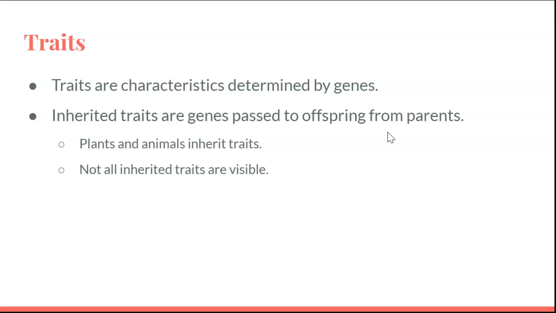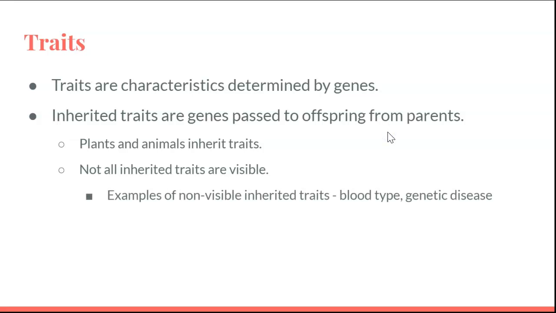Now, not all inherited traits are visible, okay? So that would be like blood type, genetic disease. But the main thing about inherited traits is those are on your DNA. They are on your DNA when you are born. They are on your DNA right now. So those are traits that cannot change because they're already on your DNA. They're a part of your DNA. They're a part of what makes you you.